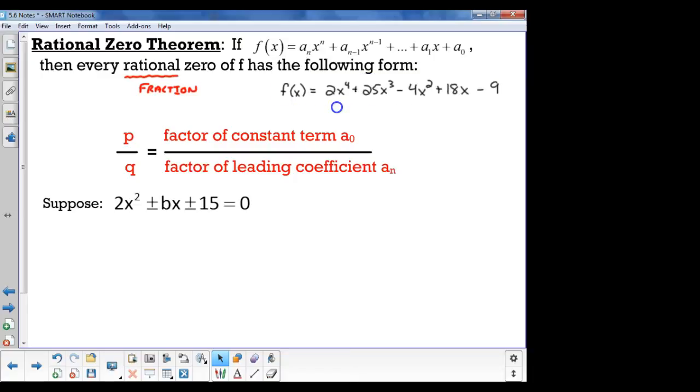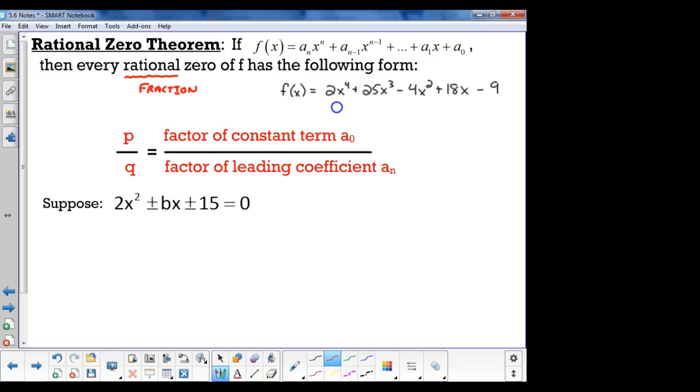What we're saying is, if I want to solve that for 0, right now we've got an unlimited number of possible zeros, right? Dare I say infinite possibility of zeros. Okay? Let's narrow that down, and the way we narrow that down is by the rational zero theorem. Okay? So, suppose that we've got this function here, 2x squared plus whatever x plus 15.